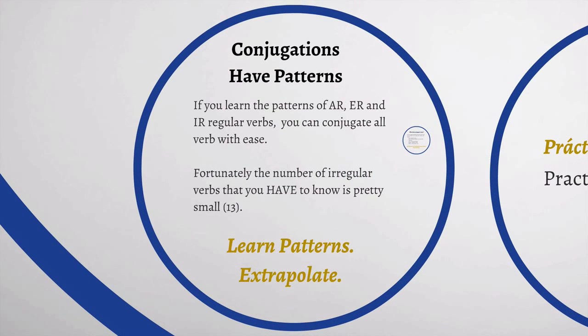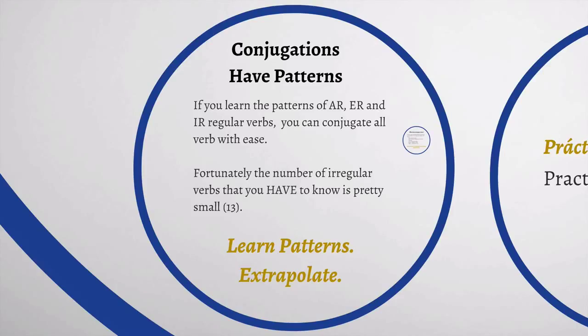Conjugations have patterns. When we're conjugating verbs, that is, putting them through their paces of I, you, he, she, and so on, you can see patterns from AR, ER, and IR verbs that are similar to each other and similar within the type. Once you learn that pattern, you can conjugate any infinitive you learn the same way.